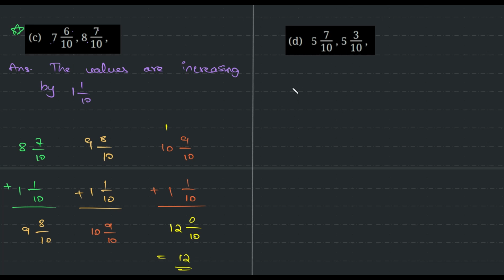Okay. Next. What is it that we are looking at? So 5 turns out to be 5 itself. So there is no change while the fraction is moving from 7 to 3. So what's happening? The value is reducing by how much? The values are reducing actually. The values are reducing by 4/10, guys. Is that correct?